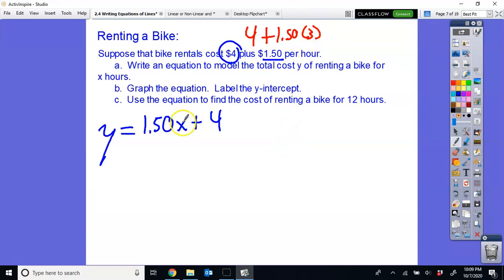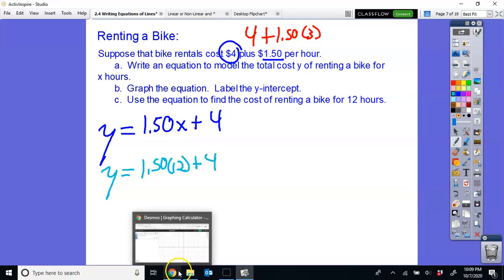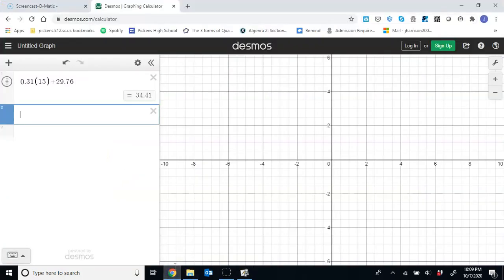I would just have a number in for x, but now this equation is useful for me because I can use this equation to find the value after 12 hours by plugging in 12 for the number of hours, doing 1.50 times 12 plus 4. So I take out my handy dandy calculator again, and I'm going to do 1.50 times x. And so I'm going to be plugging in 12 and then plus 4.